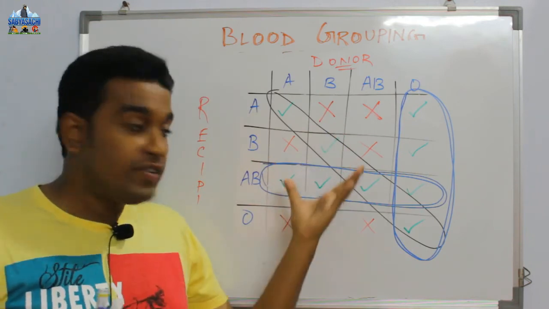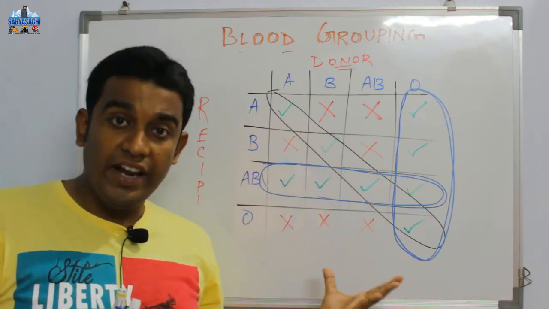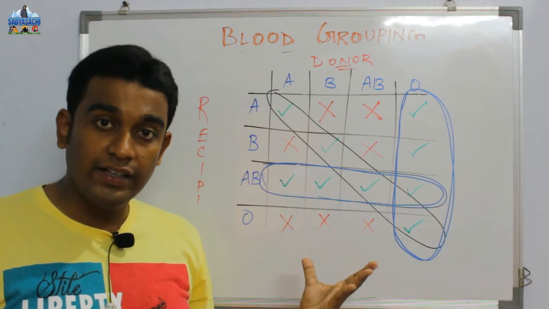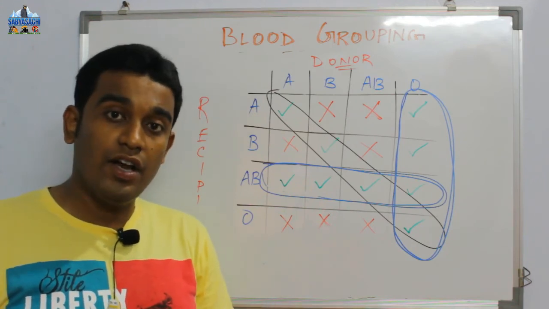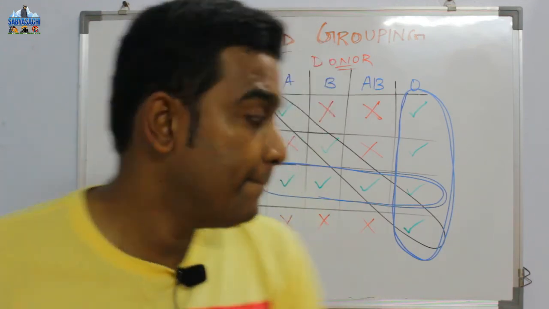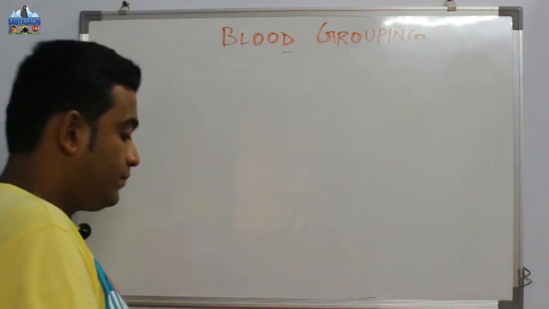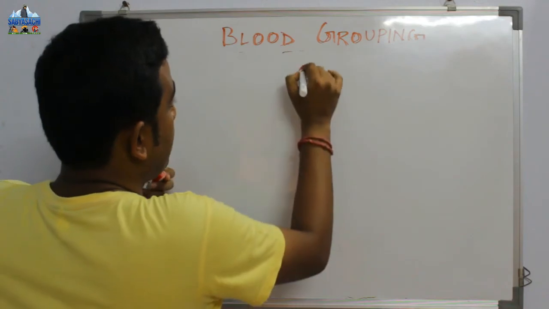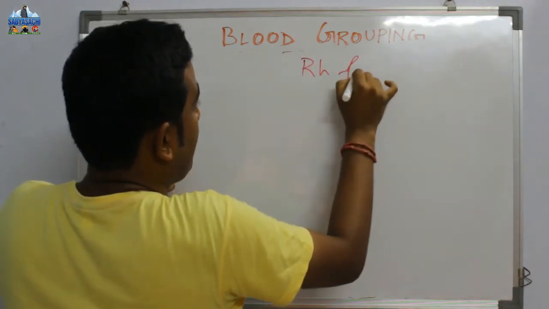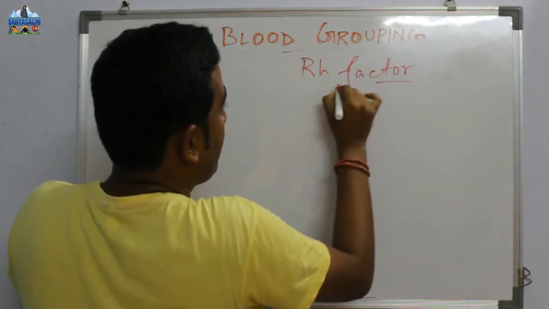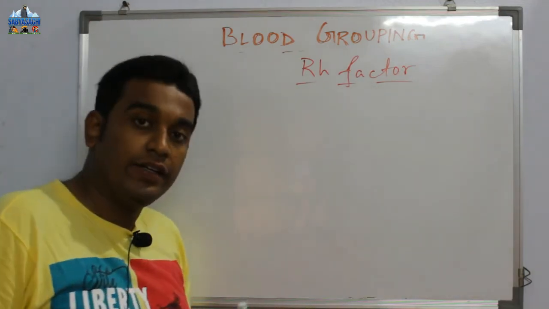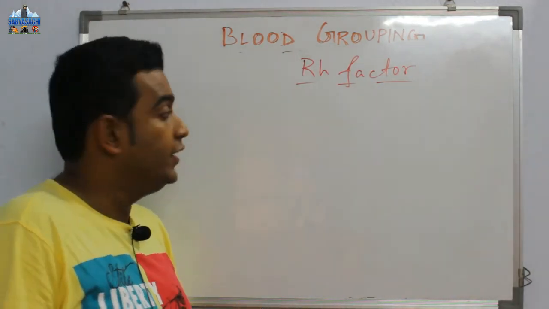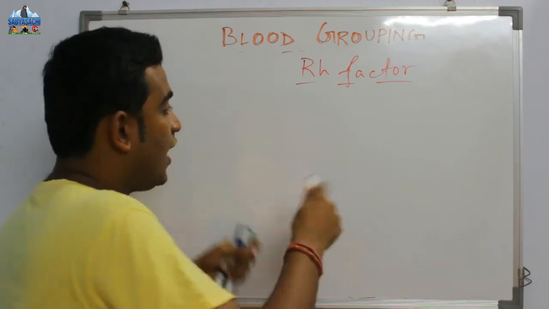In the next part we'll start now with the RH system, that is the rhesus factor. Again, that is something interesting now. So let me write it here first. RH factor. Now let me tell you one thing. Let's make an RBC first.